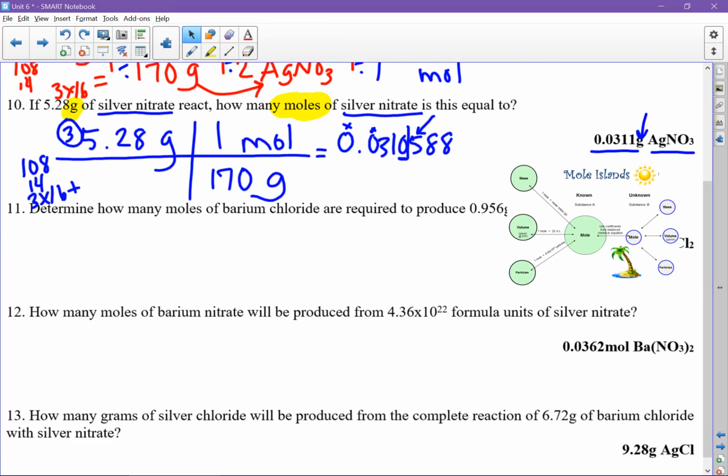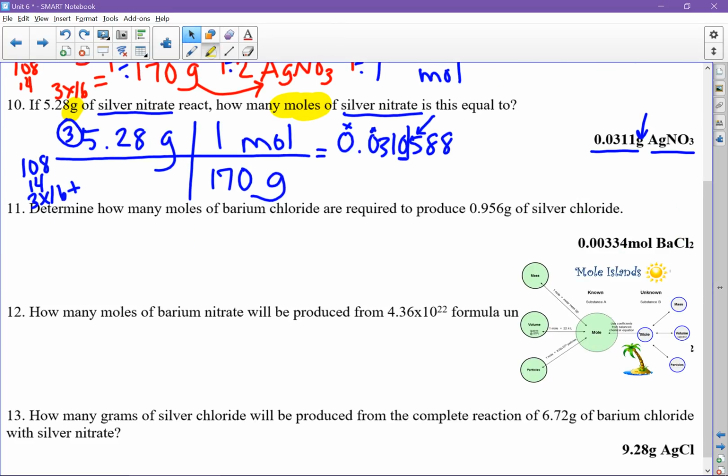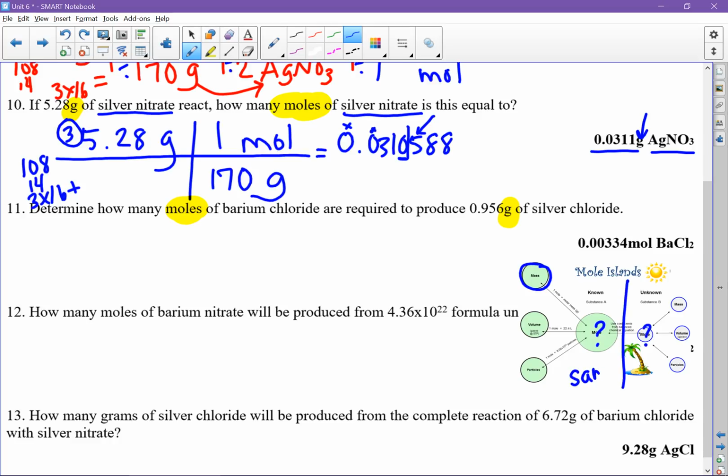Alright, a couple more here. Let's look at the next one and find some islands. I see moles and I see grams, so let's make a decision there. I've got grams and I have to decide if it's this mole or this mole. So I'm going to divide my mole islands in half. If I have the same chemical, I'll stay on the same side. If it's a different chemical, I'll go to the other side.